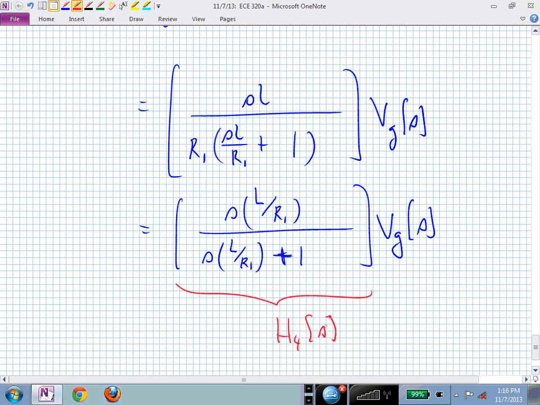That's H sub 4 of S. And what form is this in? This is our time constant form, and our time constant now is L over R. In a capacitor, first order, it was RC. In an RL circuit, our time constant is L over R. So this is time constant form.